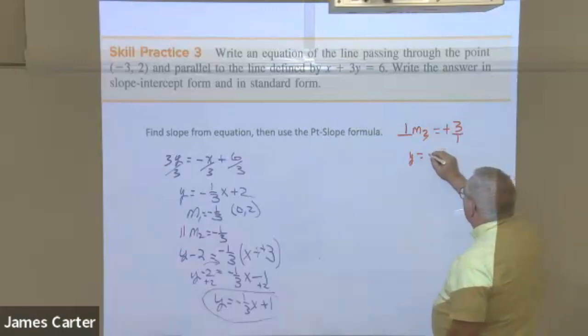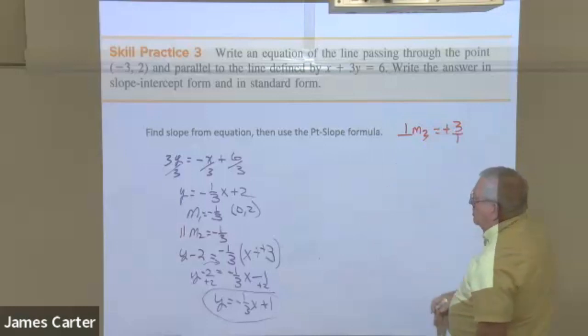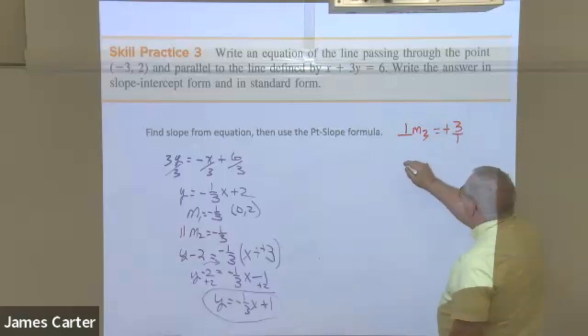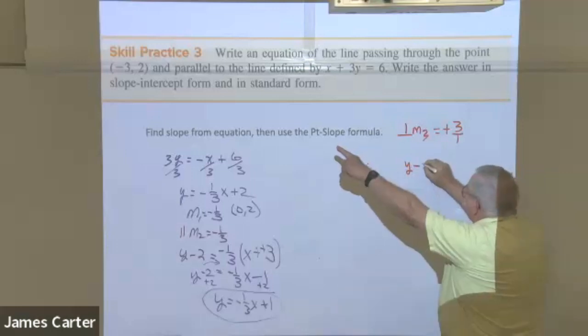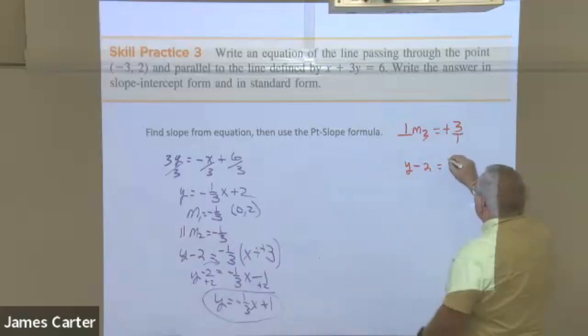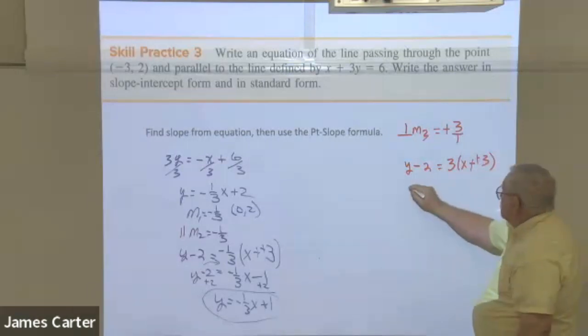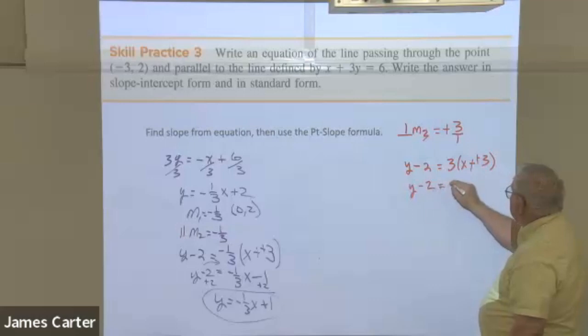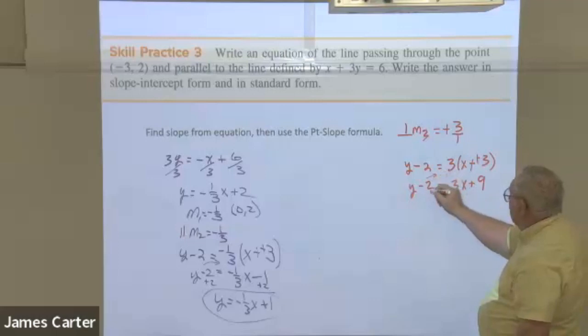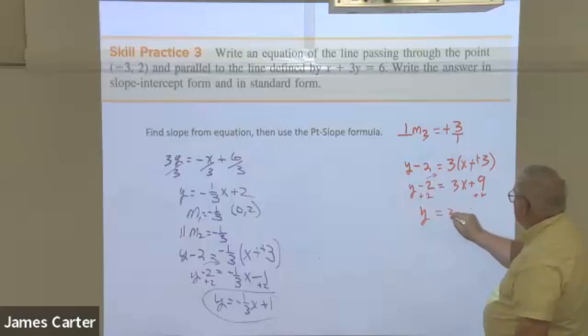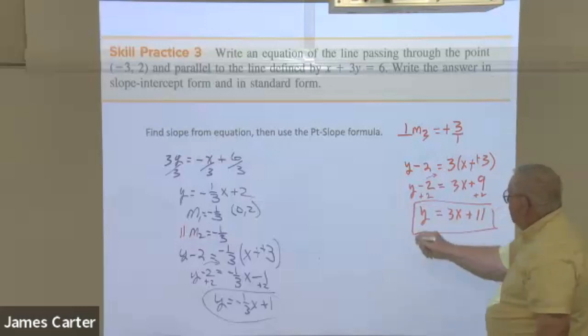So this time, when we put this information into the point slope formula, we're going to have y minus 2 equals 3 times x minus -3. Change that. So we have y minus 2 equals 3x plus 9. We take this 2 over, plus 2. Y equals 3x plus 11. That is our perpendicular line.